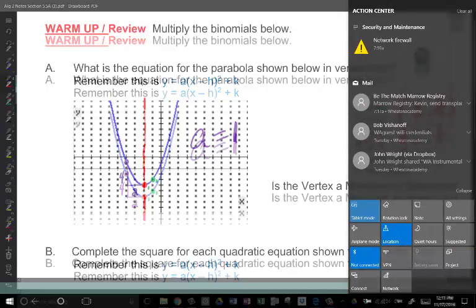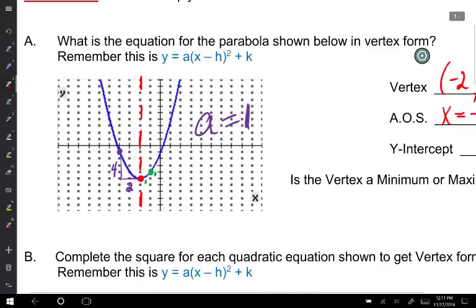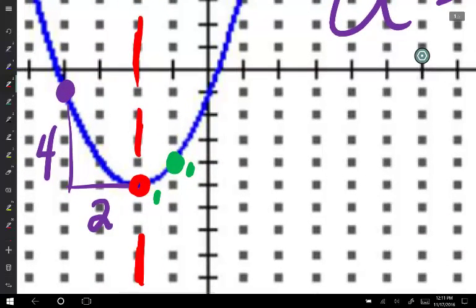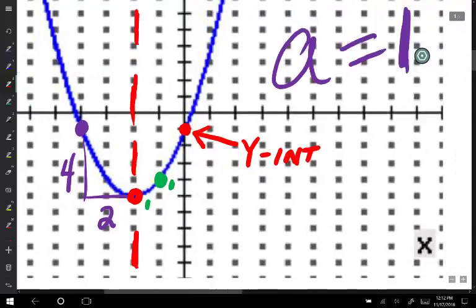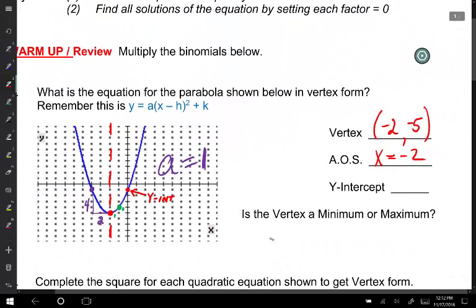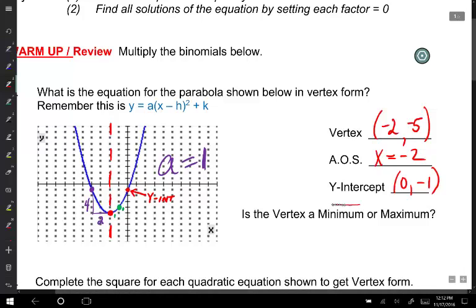Now, the y-intercept, we don't use a ton, but if you zoom in here, what's the y-intercept? Right there? Would you agree with that red dot? Okay, there's the y-intercept. The y-intercept, remember, is a point. So what is that point? 0, -1. All right, then there's a question. Is the vertex a max or a min? Do we all agree it's a min? So let's circle min.